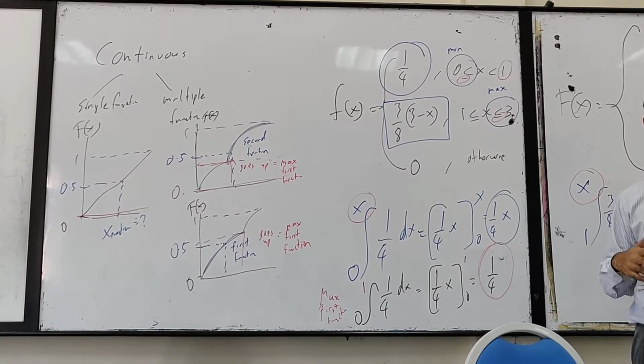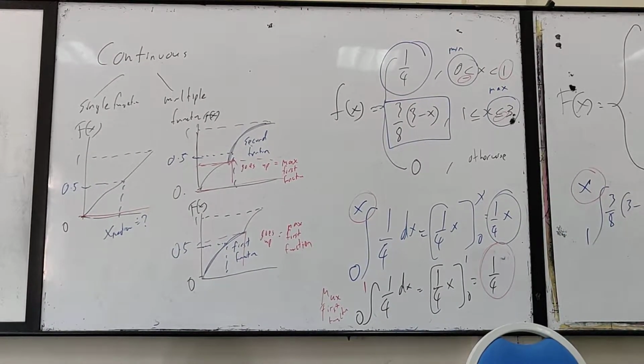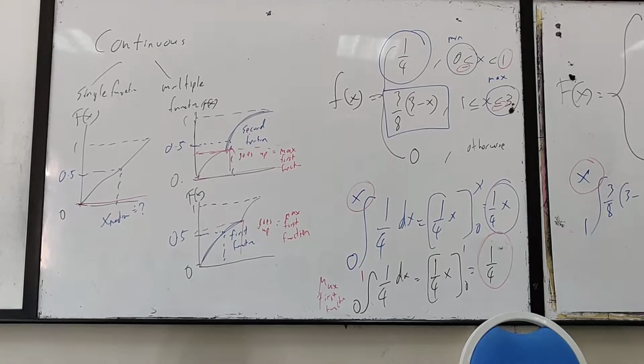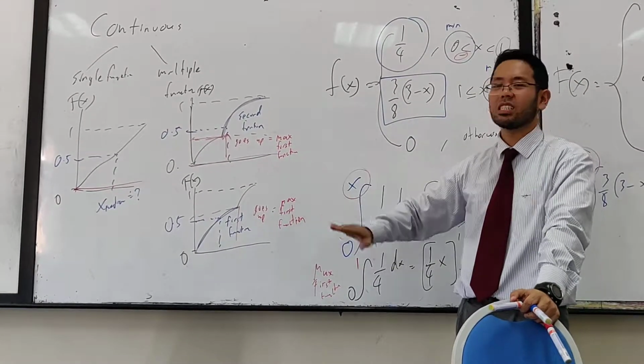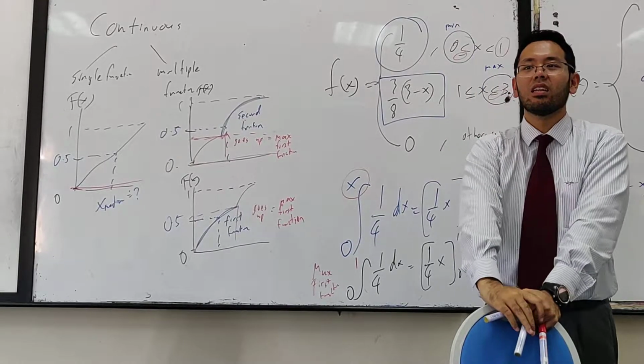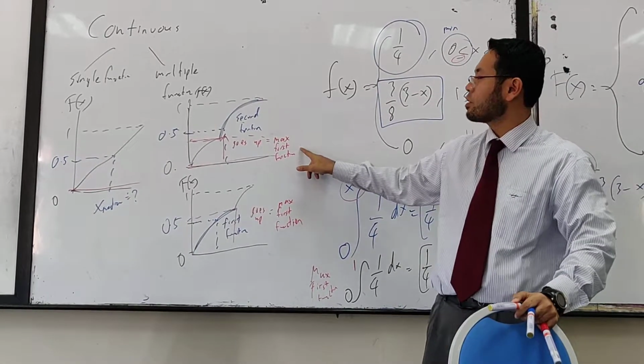We want to find the median. But the question is not yet at its end. We want to find the median. So is it the first or the second function? Why first? What's the maximum of your first function?